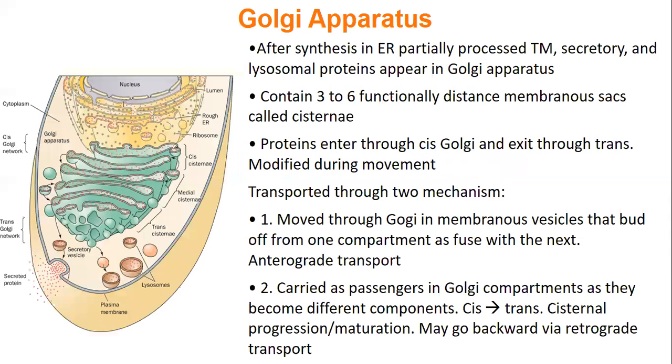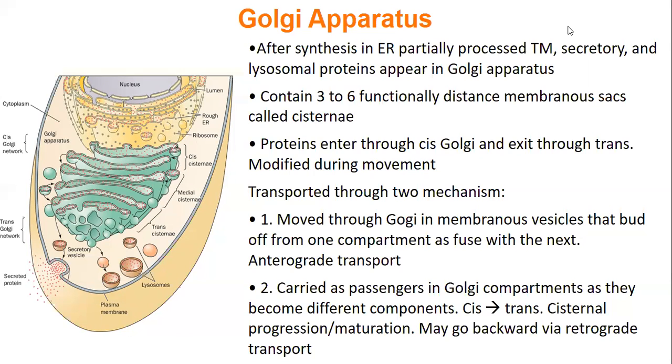So after the proteins have been to the ER, the next place these proteins go, if they're transmembrane proteins, if they're going to be secreted, or if they're lysosome proteins, is the Golgi. So after being folded in the ER, their next step on their adventure is to go to the Golgi apparatus.